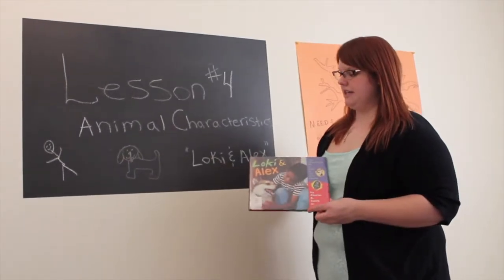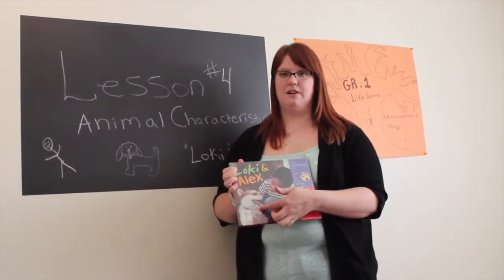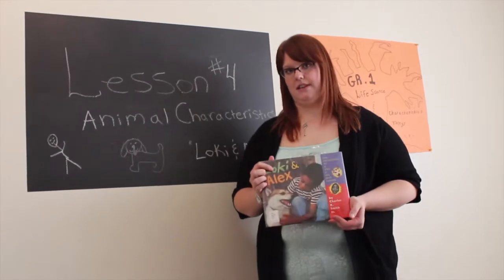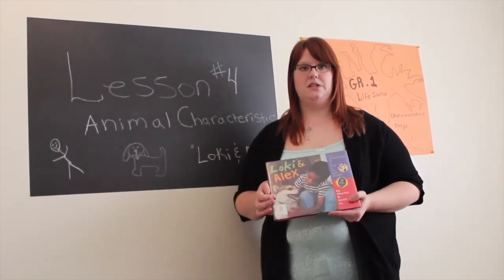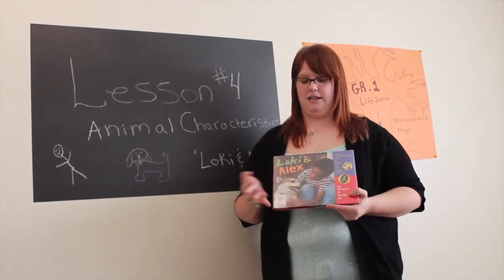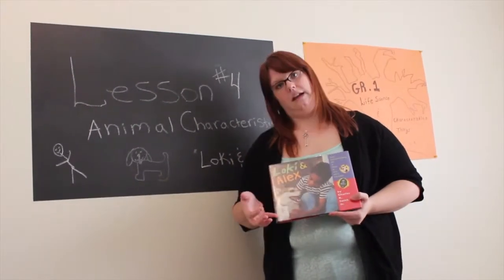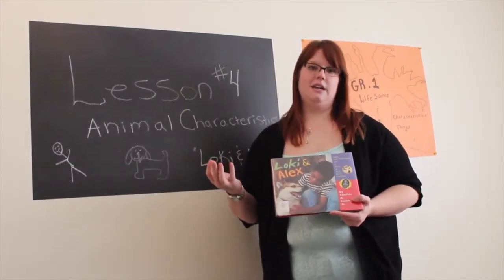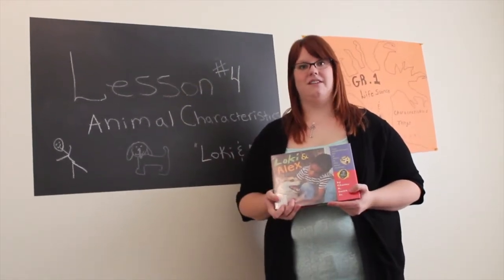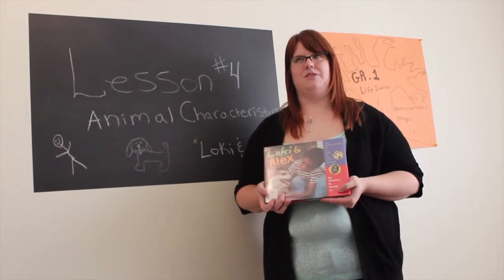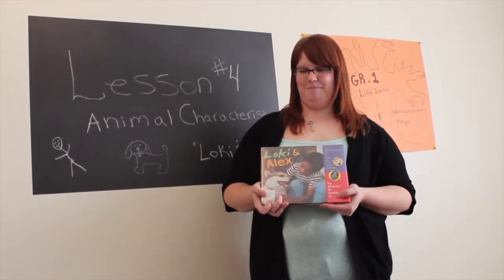So this story tells about a little boy and his dog and all the adventures that they go through in a day. But there's lots of comparison and contrast between the two, and the activities that Alex can do and Loki can't do, like talking, and the things that Loki can do that Alex can't do, like running on 4 legs, which I guess children can do, but not the same way.